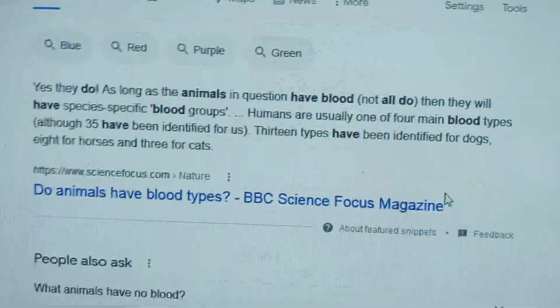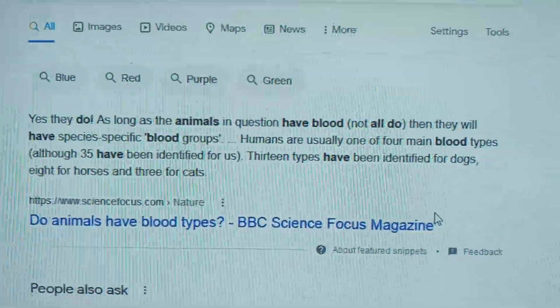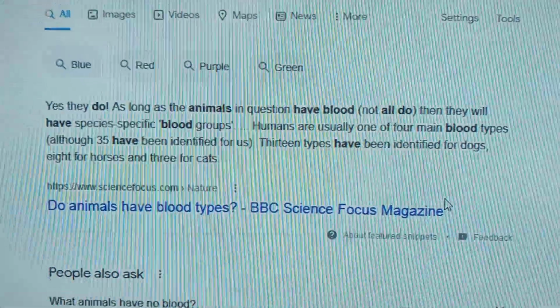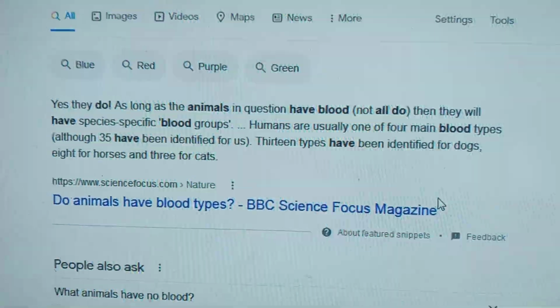Okay? So yes, they do have a circulatory system. And they do have blood. It's called the ocean itself. Saline. Salt water. All the answers right in our faces.